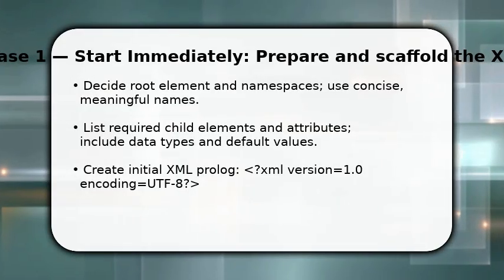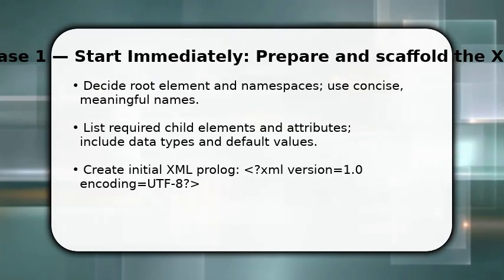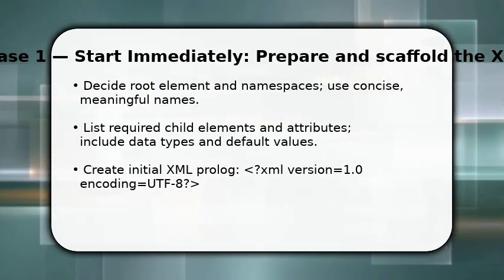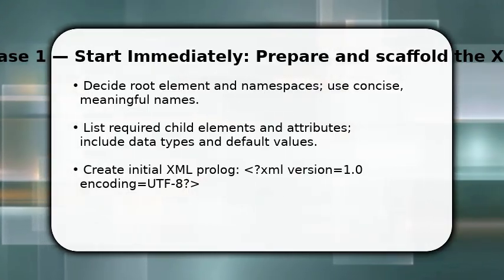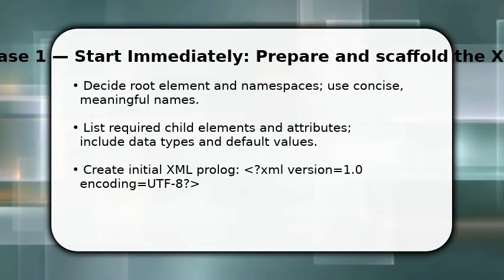You begin by choosing a clear root element and any namespaces you need. This defines the document scope. Once decided, list required child elements and attributes with expected data types so validation is predictable.